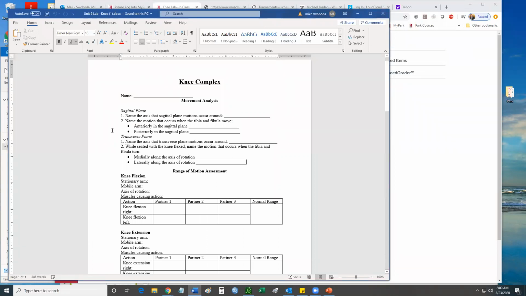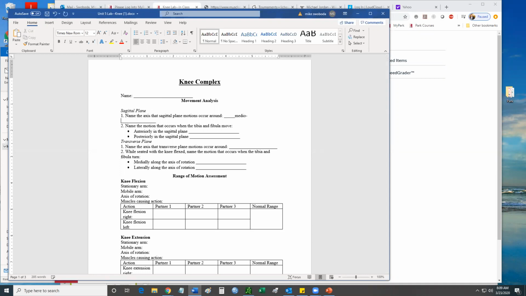What you should know is you should be able to know the movement analysis. Remember that when the knee moves in the sagittal plane, it's kind of opposite of what you would normally expect. So sagittal plane, remember that's going to be your flexion extension movements. Sagittal plane axis is always going to be medial lateral. So if I move my leg anteriorly, so the tibia and fibula, if they move anteriorly in the sagittal plane, that's putting me into knee extension. And if they move posteriorly, that's going to be knee flexion.